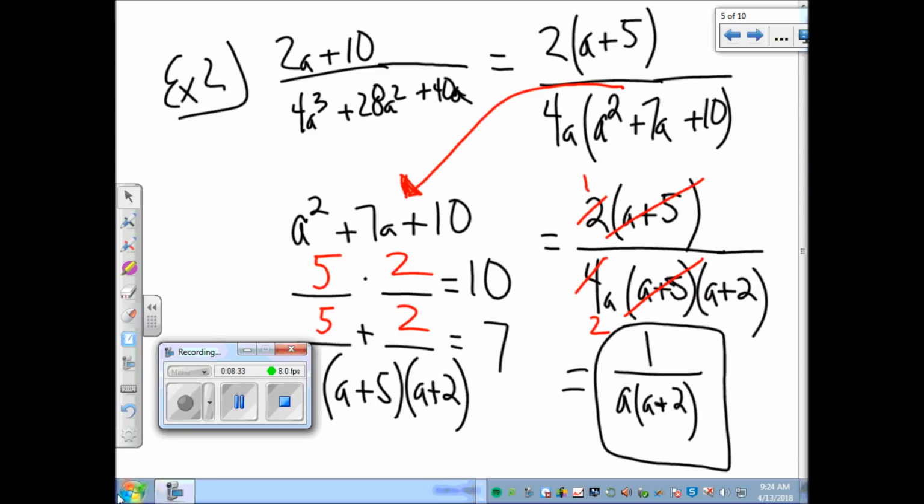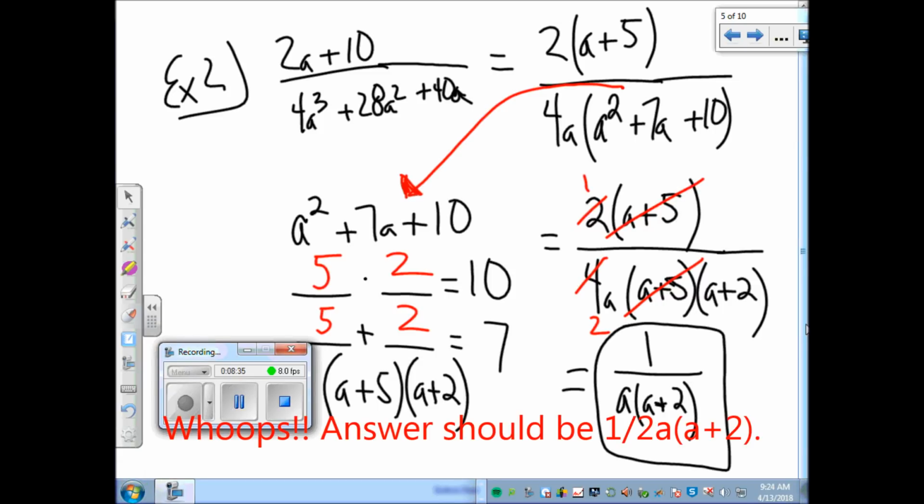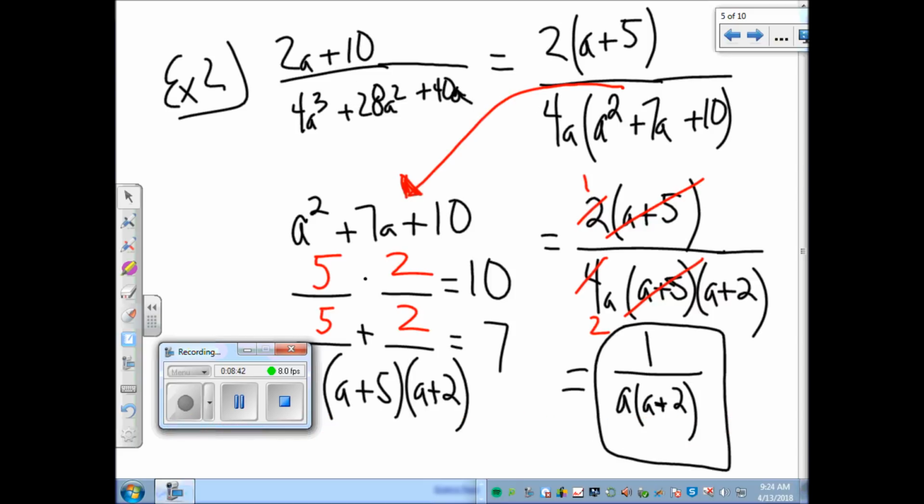Okay, guys, check it. Here's how I did the problem. I started off by factoring the upstairs. What can we take out of 2a and 10? We can take out 2, right? 2's the GCF. That factors pretty easily. Now let's check out the downstairs.